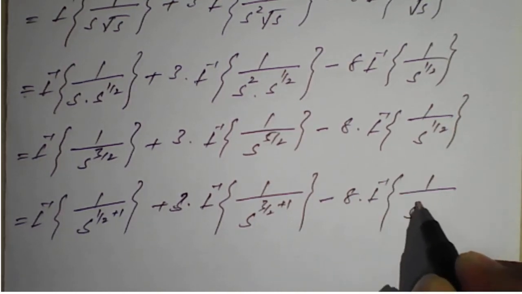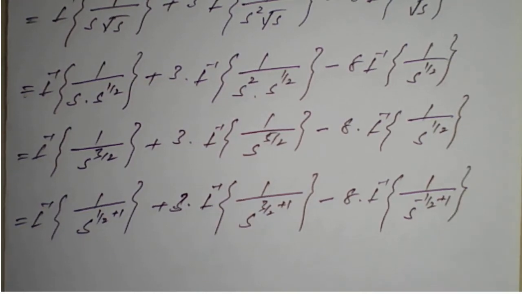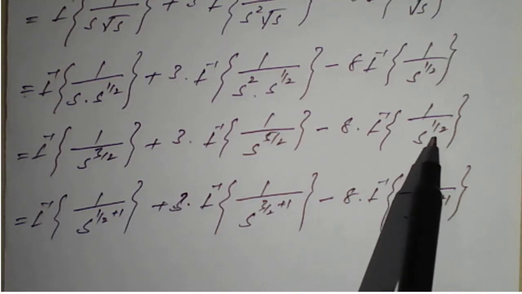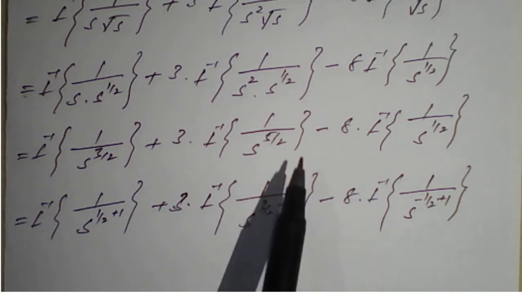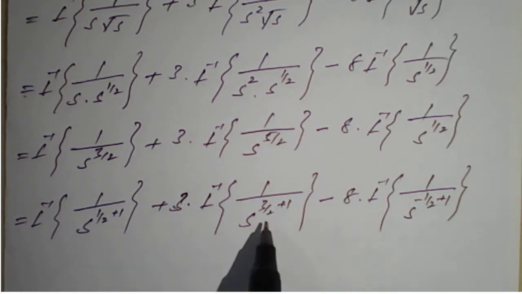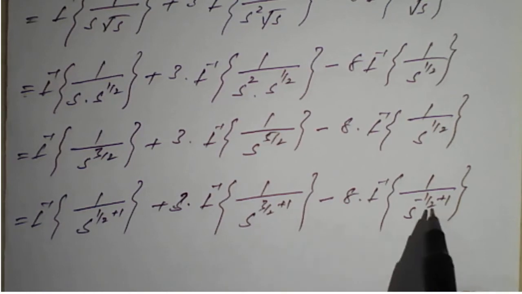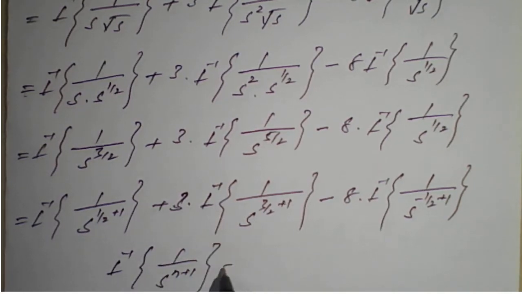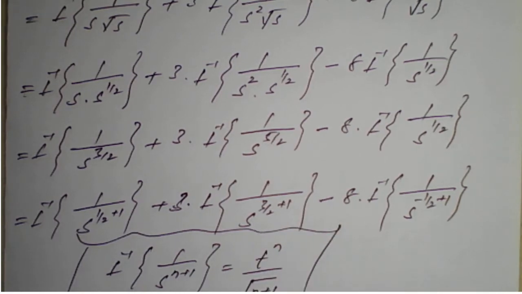So next, minus 8 into L inverse of 1 by s raised to minus 1 by 2 plus 1. So just we need to arrange this. Once we simplify, minus 1 by 2 plus 1 will get back s raised to 1 by 2, 3 by 2 plus 1 will get back 5 by 2, and 1 by 2 plus 1 will get 3 by 2. Therefore the value of n in the first term is 1 by 2, in this term n is 3 by 2, and here minus 1 by 2, so that we can apply the formula: L inverse of 1 by s raised to n plus 1 is nothing but t raised to n divided by gamma of n plus 1. So this formula we need to apply here.